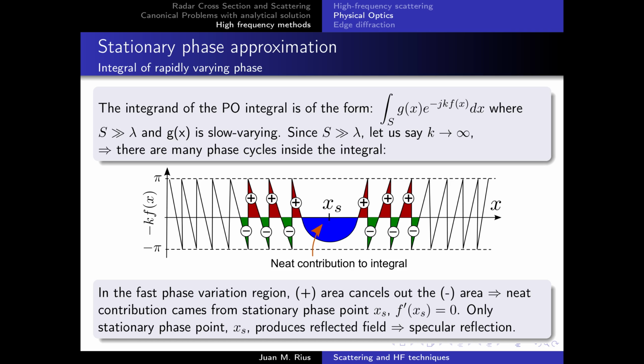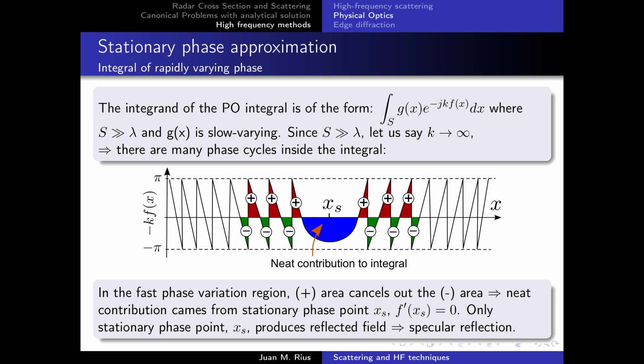In the physical optics integral, there are clearly two different parts. There is first a function that is given by the magnitude of the induced current, the physical optics current, that is slow varying. But then we have a phase that is fast varying when k is large, and then the size of the surface is large compared with lambda.